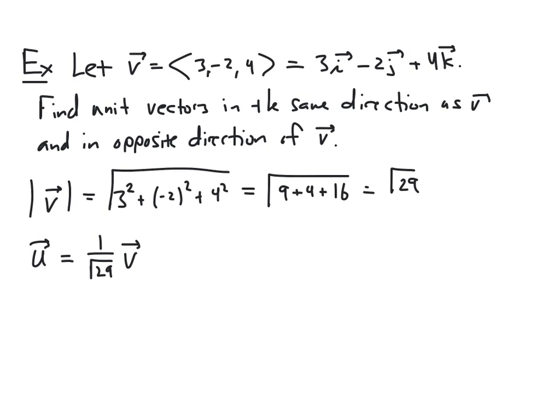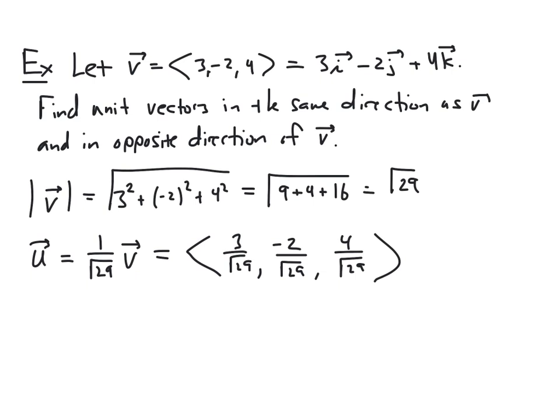So this will always be a way to find a unit vector: take the vector and scale it by 1 over its magnitude. In this case, we have v being 3, negative 2, 4. So we could write it as 3 over square root 29, negative 2 over the square root of 29, and 4 over the square root of 29.